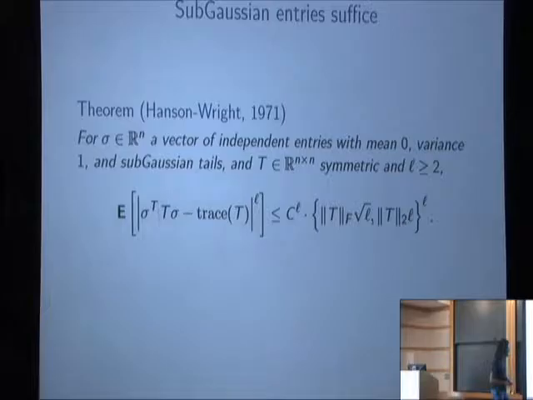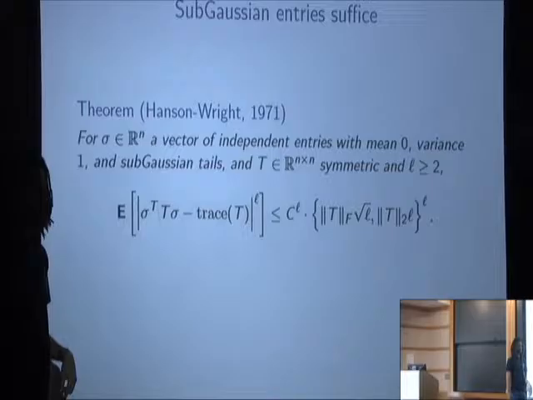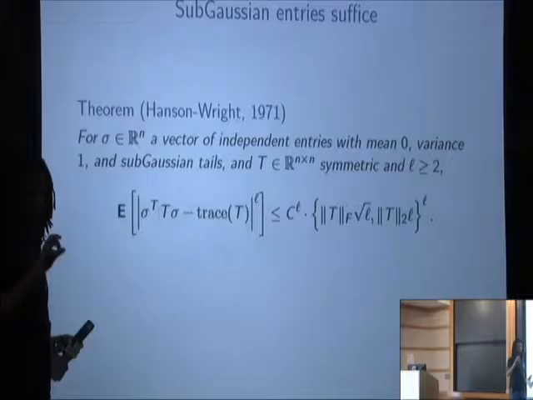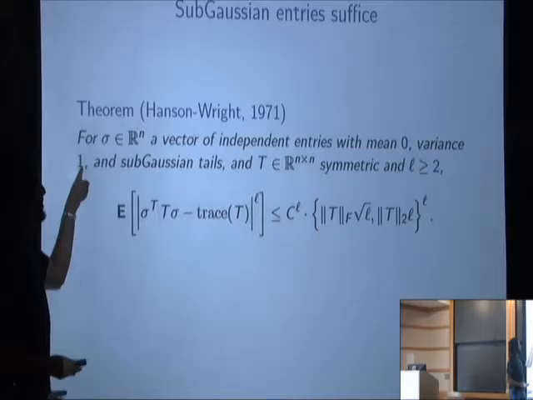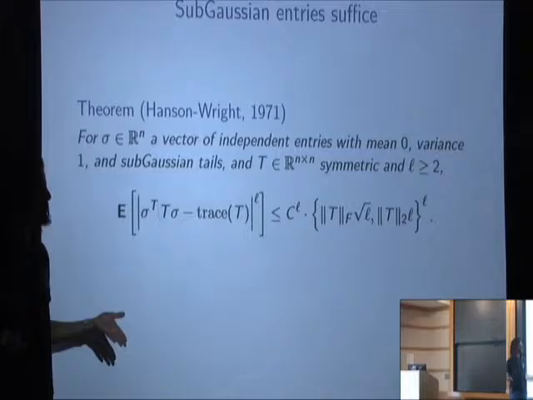Just run through what everything means? Yeah, okay. So, good. The trace of T happens to be the expectation of sigma transpose T sigma, right? Because of the cross terms. This is a sum over i,j of T_ij sigma_i sigma_j, and whenever you have the off-diagonal term sigma_i sigma_j, the expectation is zero because these have mean zero. And whenever you have the diagonal terms, those are the T_ii sigma_i squared, the expectation of sigma_i squared is one, because it has variance one. So the expectation of this is the trace of T. So this is a central moment bound, which you can also view as being a concentration about the mean. Okay. Is that okay?